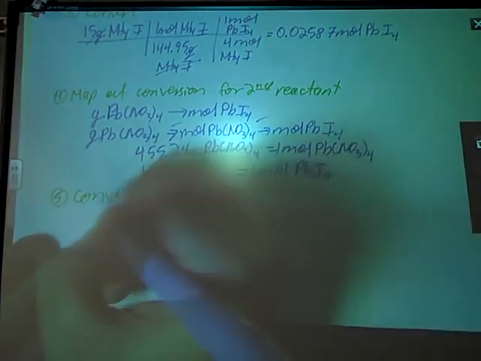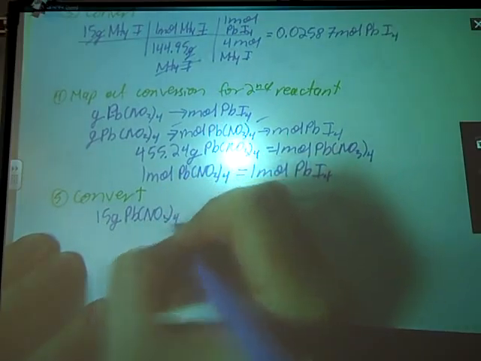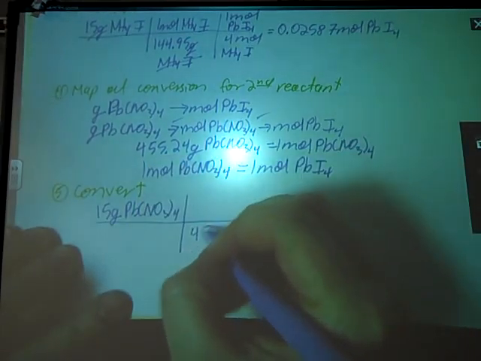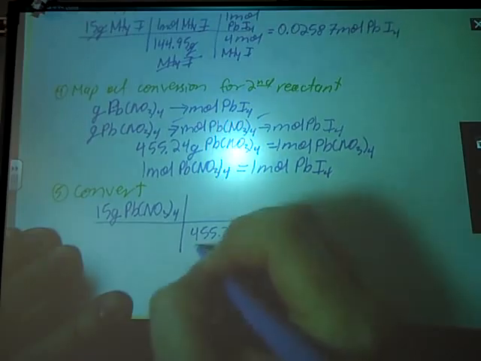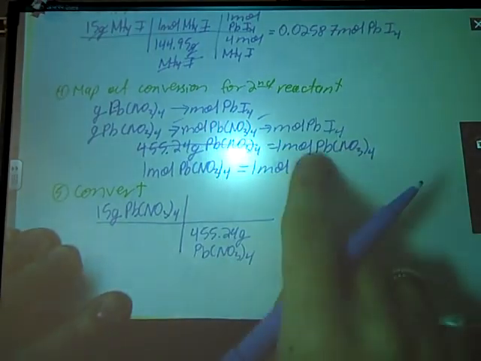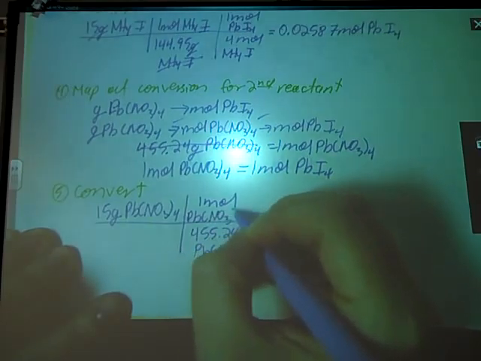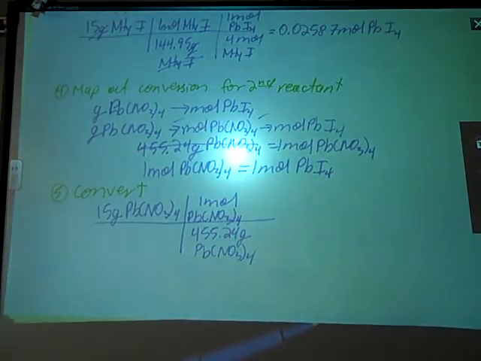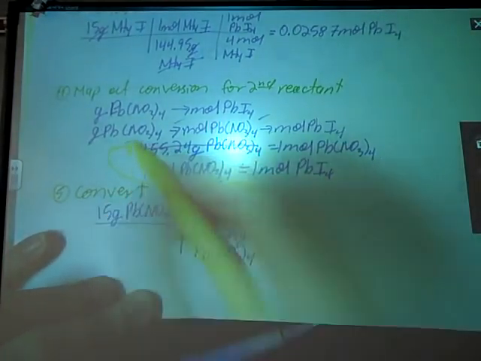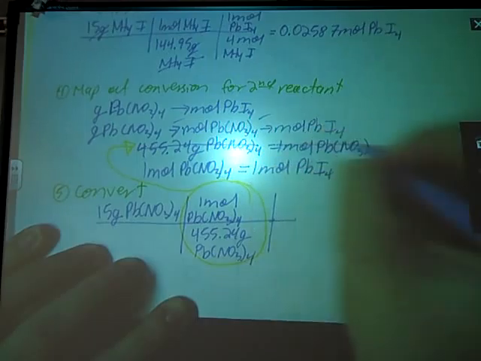reactant. Start off with the number they gave me, which was 15 grams lead nitrate. Grams to cancel. There's the next place grams appear. Number, unit, and thing. Takes care of that piece. Other half has to go on top. Don't forget that any one of these top and bottom sets has to match a conversion factor. It must still be equal, must still be true.